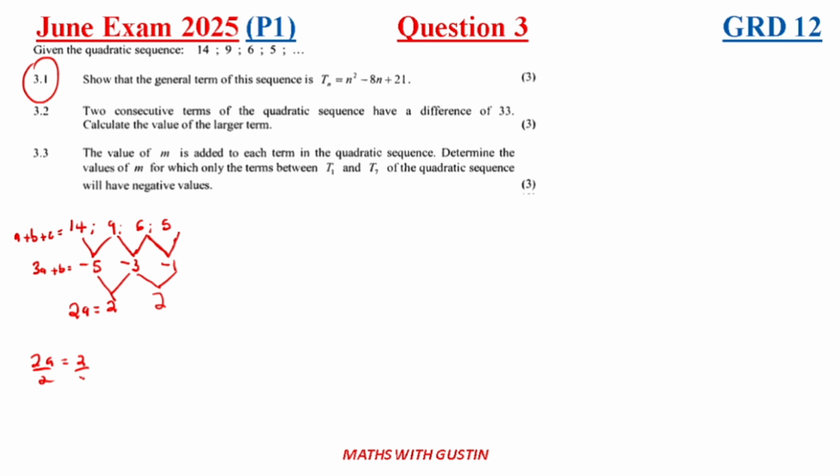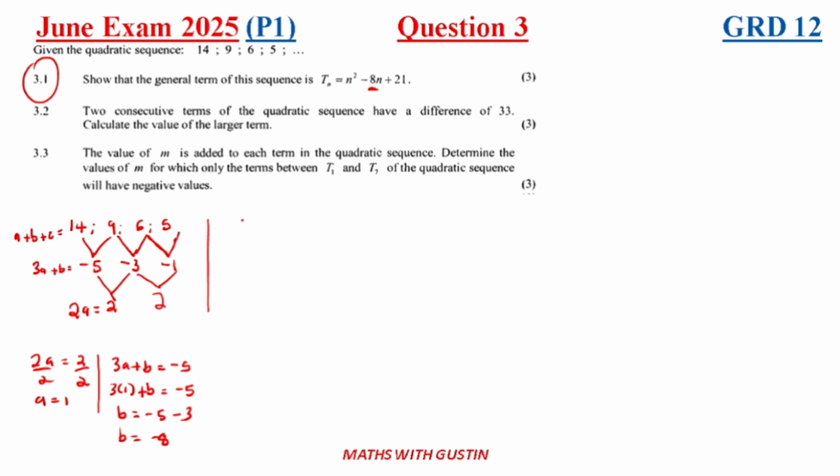So divide by 2, divide by 2, a is equal to 1, and then therefore 3a plus b is equals to negative 5. 3 times 1 plus b is equals to negative 5. Therefore take 3 away to that side, negative 5 minus 3. Therefore b is equals to minus 8. As expected, we are expecting it to be minus 8 there.